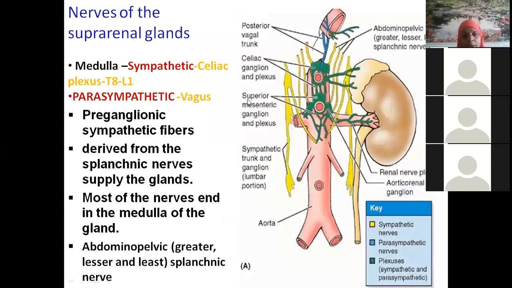Now coming to the nerve supply of the suprarenal gland, we have sympathetic and parasympathetic. The sympathetic is coming from the celiac plexus, T8 to L1. The parasympathetic is the vagus, because it is found in the abdomen.